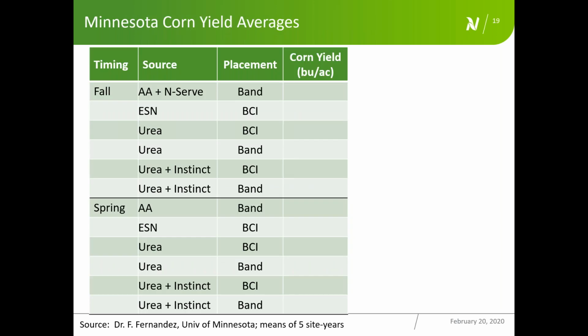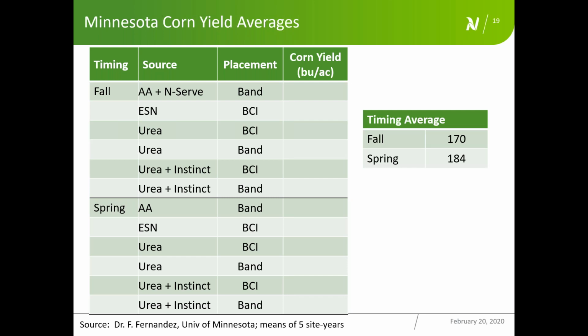All right, I'm going to show you some data from a recent corn study in Minnesota. Dr. Fernandez there at the University of Minnesota has been doing a lot of studies with different nitrogen placements and sources and timing. In this particular study, we have some good comparisons between fall and spring. We have placements in a band versus broadcast. We have treatments with and without inhibitors.